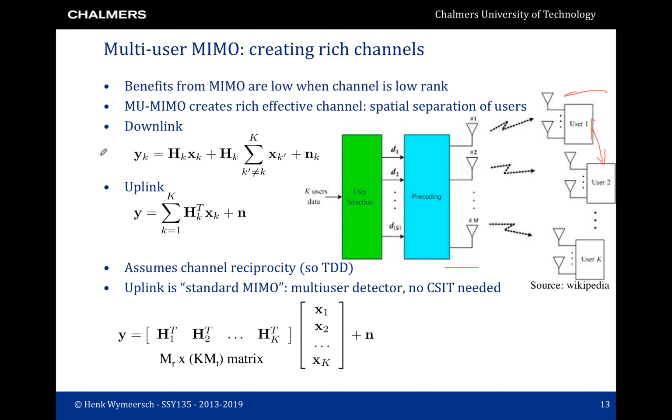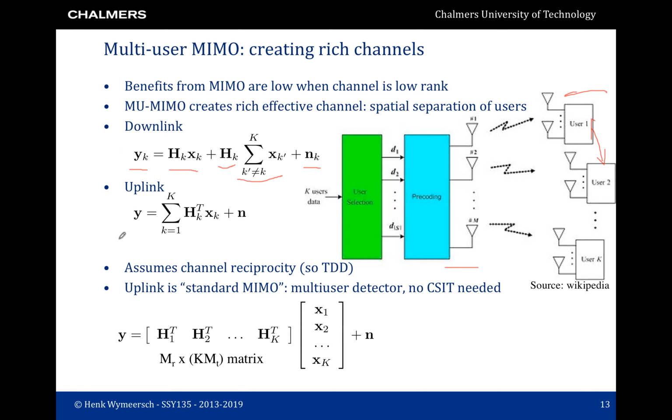The mathematical model is now as follows. The downlink signal for user k, y_k, is obtained by a signal h_k x_k, where x_k is a signal intended for user k, h_k is the channel from the base station to user k, plus the signals intended for the other users multiplied by the same channel h_k, because the channel from the base station to the user is the same channel h_k, plus noise. So this is the downlink communication signal.